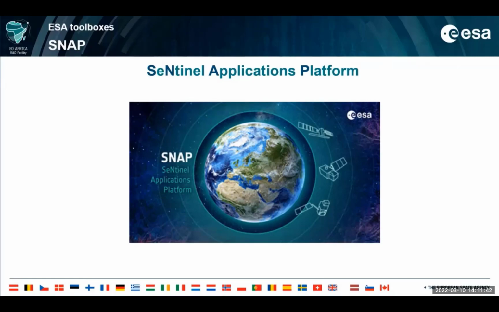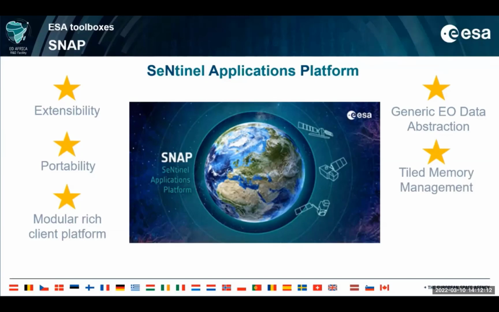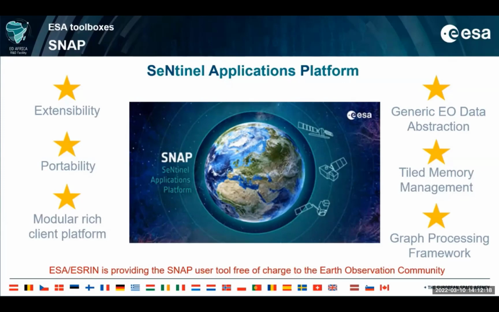SNAP is a flagship operational desktop software for ESA missions developed by Brockmann Consult, CS France, CS Romania, Sensar, and Skywatch. The software was launched in 2003, and it is ideal for Earth observation data processing and analysis due to the following technological innovations: extensibility, portability, modular rich client platform, generic Earth observation data abstraction, tiled memory management, and a graph processing framework. What is important is that SNAP user tool is free of charge and is provided by ESA to the Earth observation community.